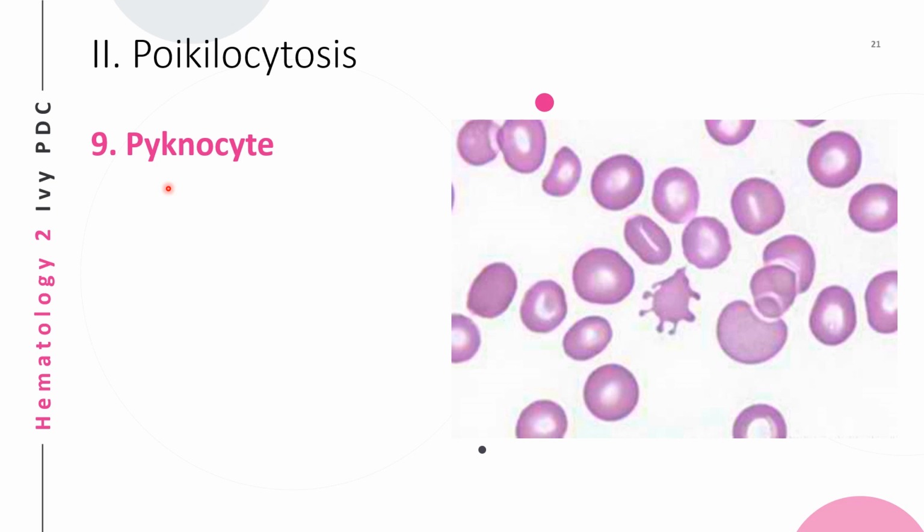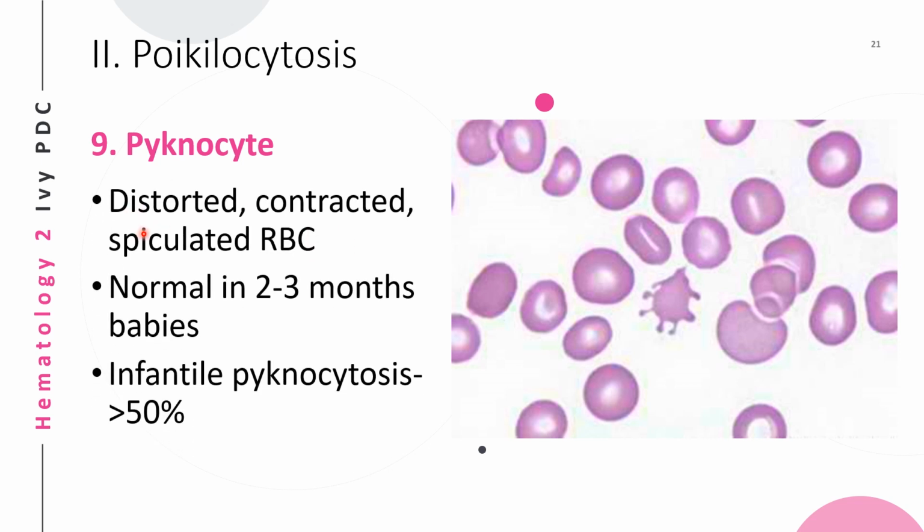The next poikilocyte is a pycnocyte. These are distorted, contracted, or spiculated red blood cells. They are normal in 2 to 3 month old babies, but an increase in the number of pycnocytes of more than 50% of the present red blood cells is called infantile pycnocytosis.